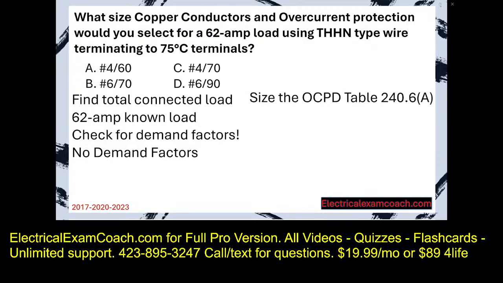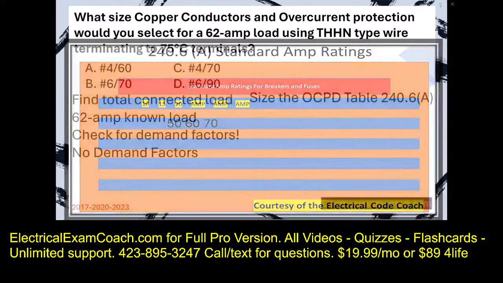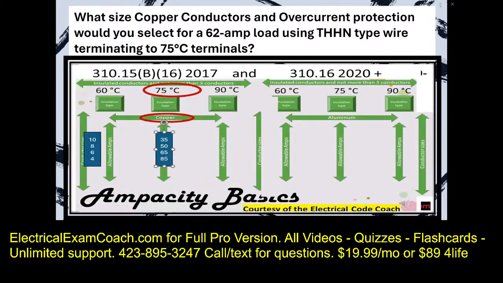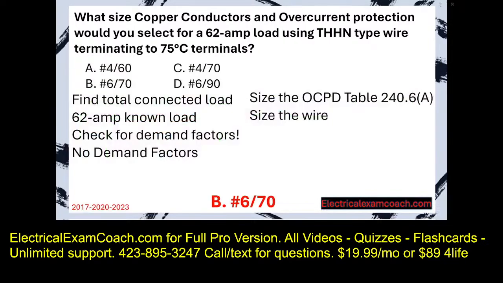We head to our table with a 62 amp known load, and we're going to choose the next size up, which puts it on a 70. Now, we can size our wire. For that, we're going to head to our primary ampacity table. We're going to be sure to start on the copper side because it's asking for copper. We're in the 75 degree C column. We slide down and find a wire that can cover the known load. And we find out that we're going to have a 6-gauge wire on a 70 amp breaker.